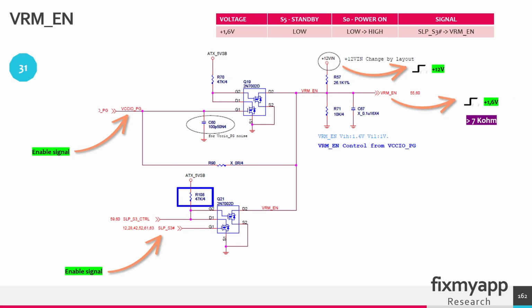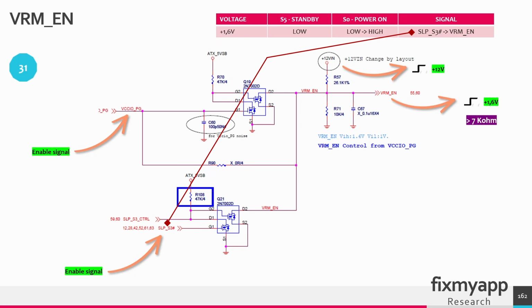In power sequence 31, we need an enable signal that will go to the VRM controller to start generating the VCORE voltage of 1 volt. But to turn that controller on, we need an enable signal. So in power sequence 31, we need 1.6 volt in the power on state. It will go from 0 volts up to 1.6 volt. And this enable signal of 1.6 volt is created by the sleep S3 state.